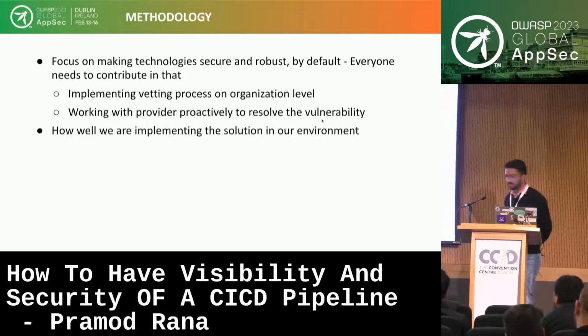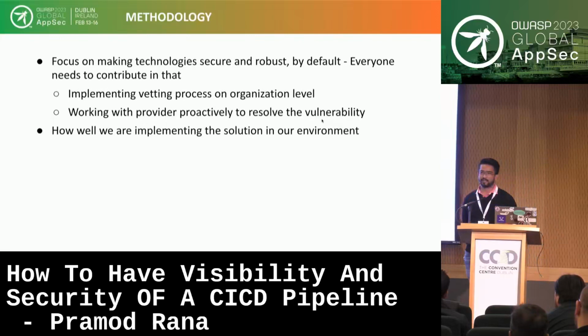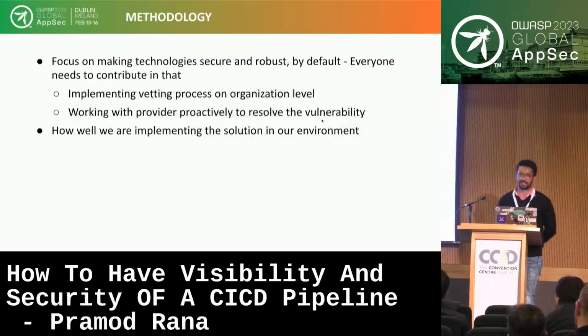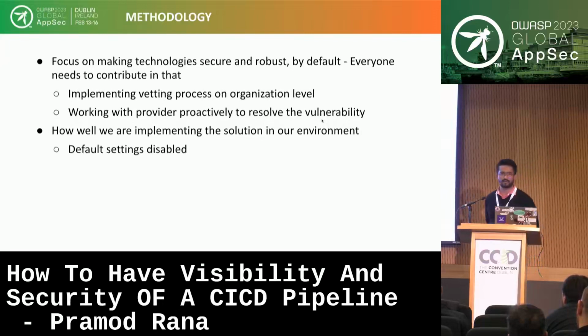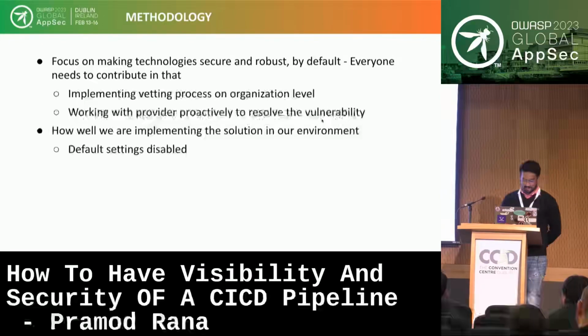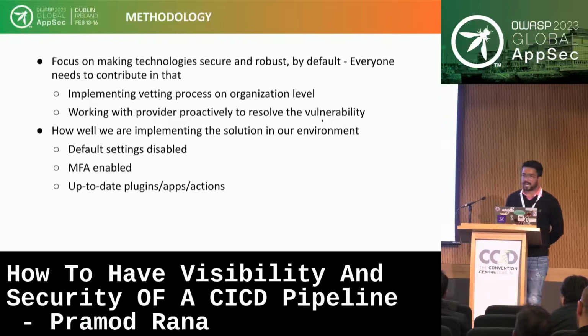The second aspect of the methodology is the implementation part. A product can be inherently secure, but if we are not configuring it well, eventually it's going to fall apart. For example, Jenkins might have the best versions available, but if we leave anonymous access, it doesn't make sense. So the second part is how well we are implementing it within our organization, and that will vary per organization. It's a diverse problem to handle. For example, it could be as simple as disabling the default settings, using MFA, or keeping plugins, apps, and actions up to date.